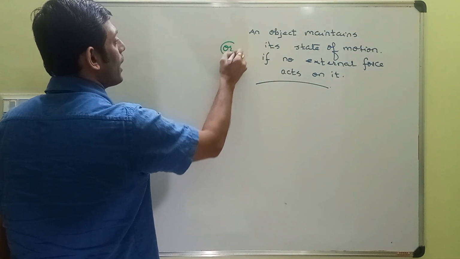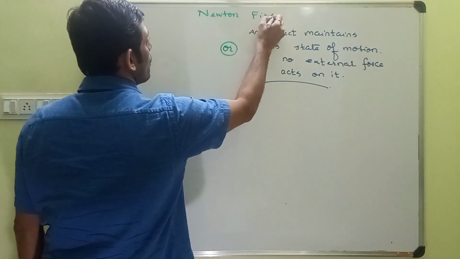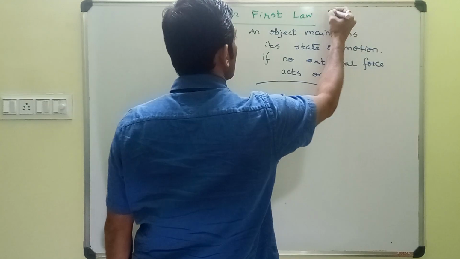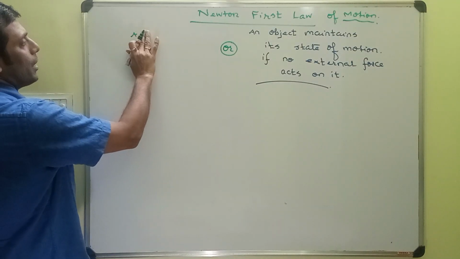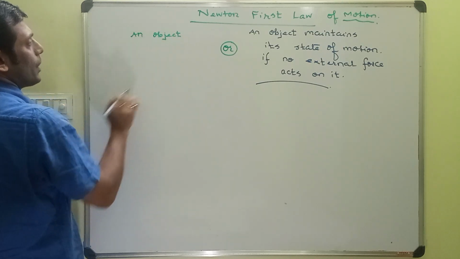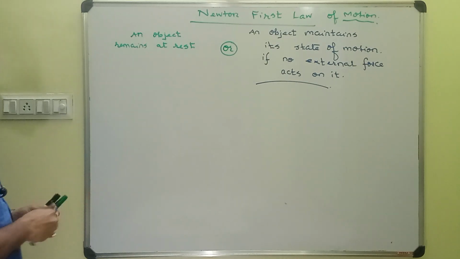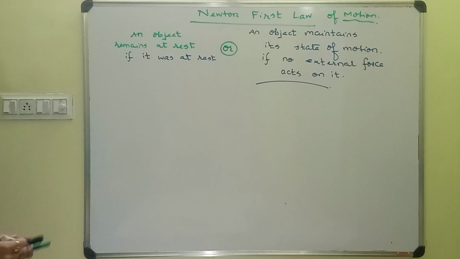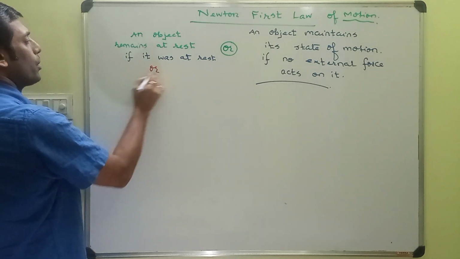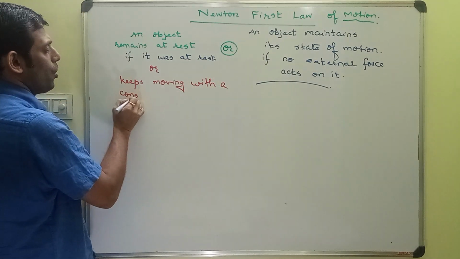So therefore, you can say maintaining its state of motion can have an alternative, simpler idea which Newton emphasized as his first law of motion. Newton's first law of motion. He said that an object remains at rest if it was at rest, or keeps moving with a constant velocity.